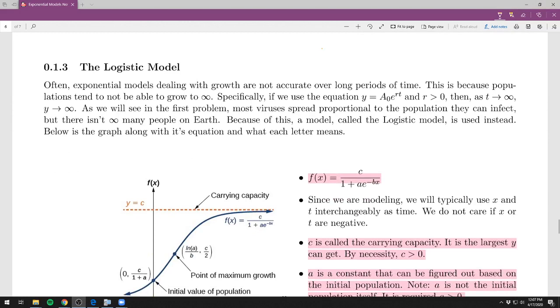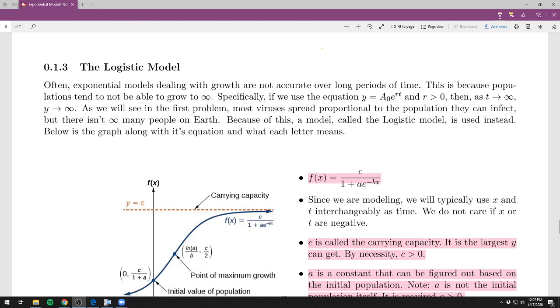The last model we are looking at is called the logistic model. Logistic models are typically very common. Very few things grow exponentially. The reason is exponential graphs that grow, they grow forever. They go up to infinity, if you remember the graph.